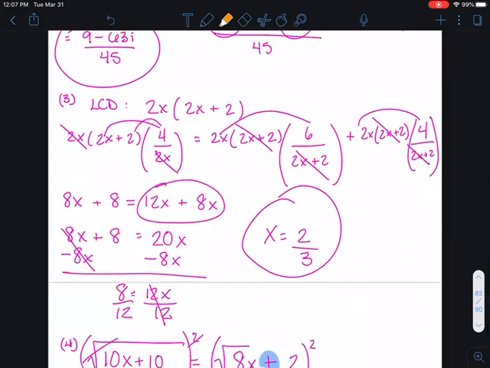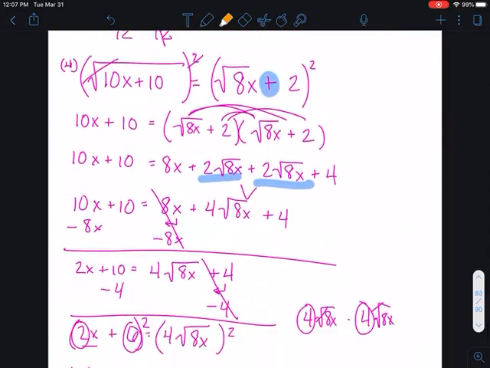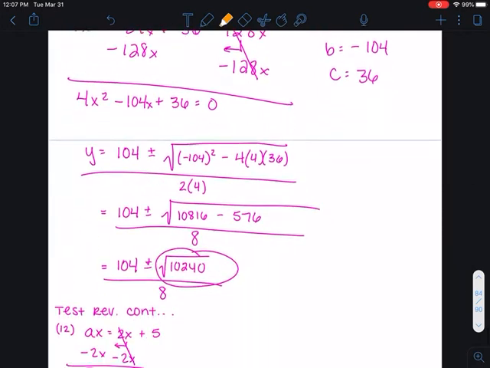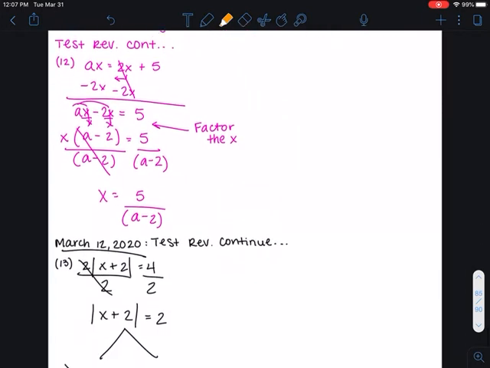Alrighty, this part was spell work, I believe. Just gonna keep scrolling. Sorry, we have a test review continue down here.